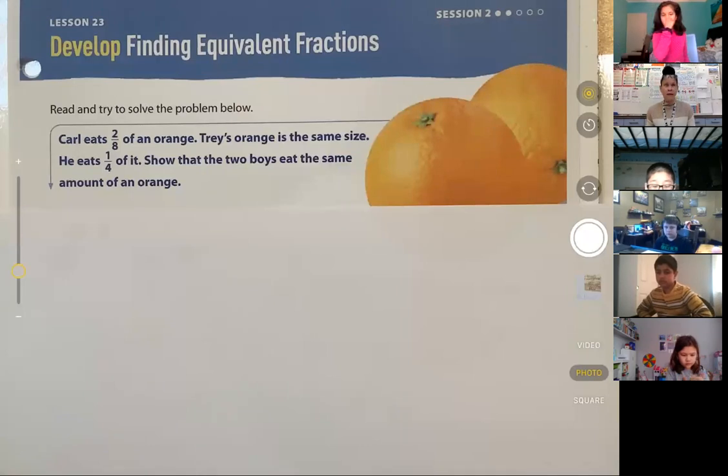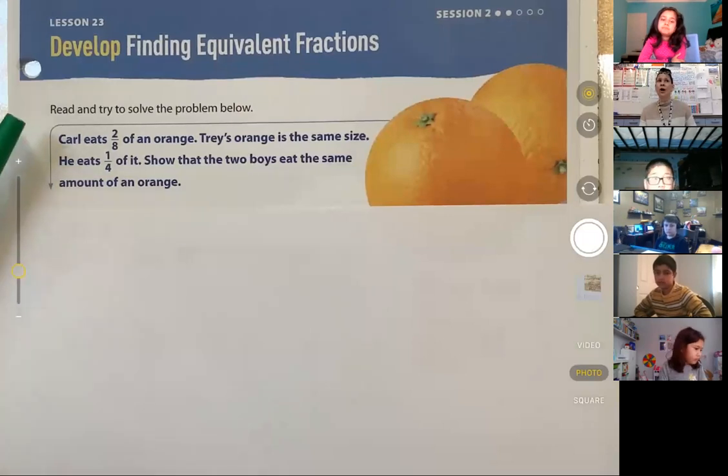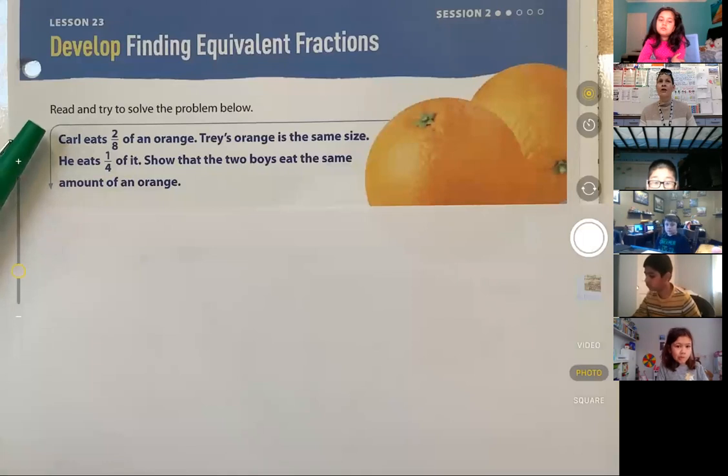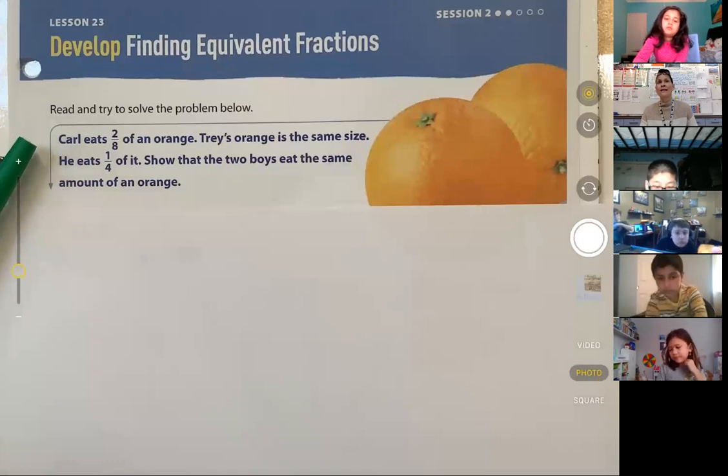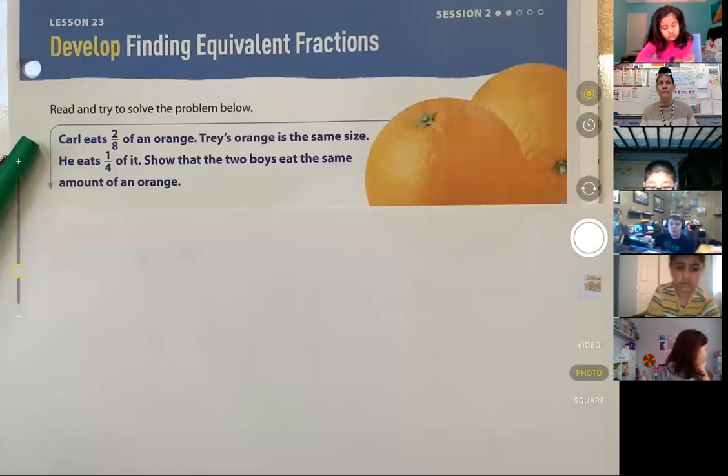Let us take a look at page 499. We're going to talk about Carl and Trey and oranges. Here we go, where the pen is pointing. Carl eats 2/8 of an orange. Trey's orange is the same size. He eats 1/4 of it. Show that the two boys eat the same amount of an orange.